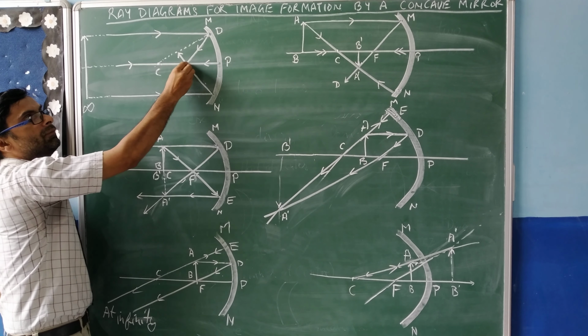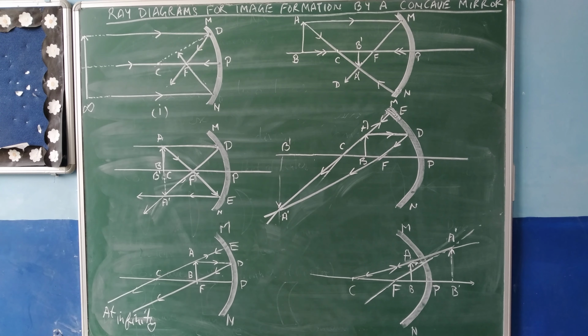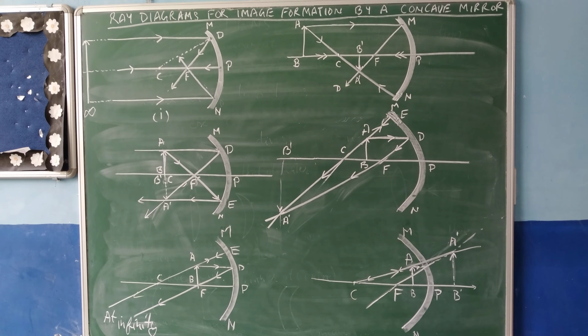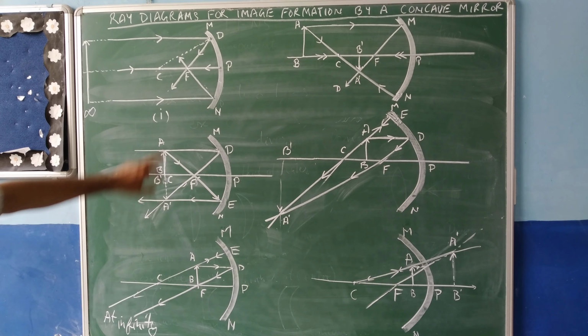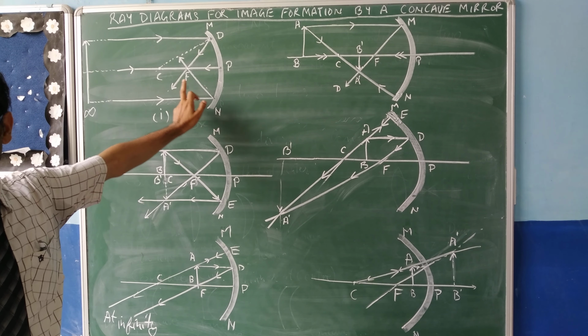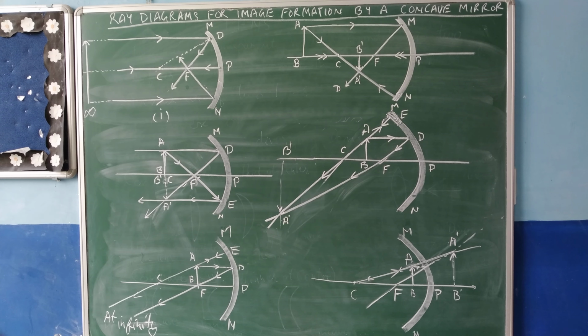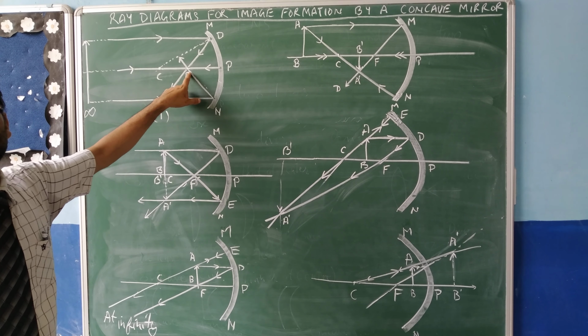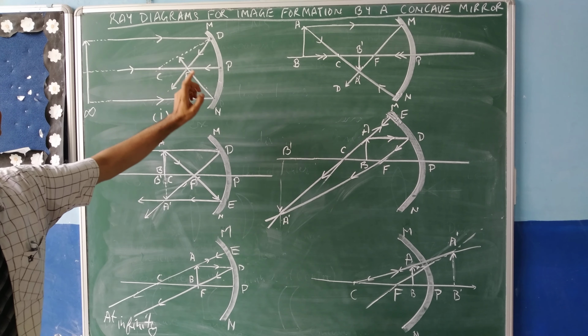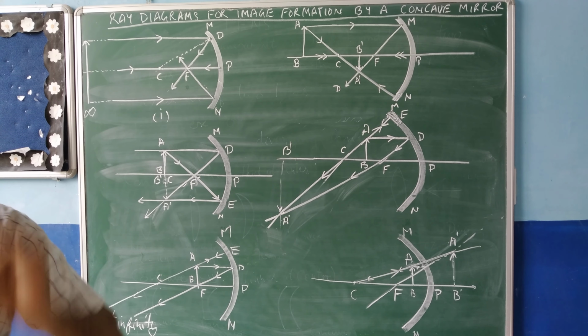The point where they meet is the location of the image. So we can conclude from this ray diagram the position of the image. The position of the image is at the focus. ठीक है बेटा. And the size of the image: see, the size of the object is very large, but the size of the image is very diminished, or we can say point size.